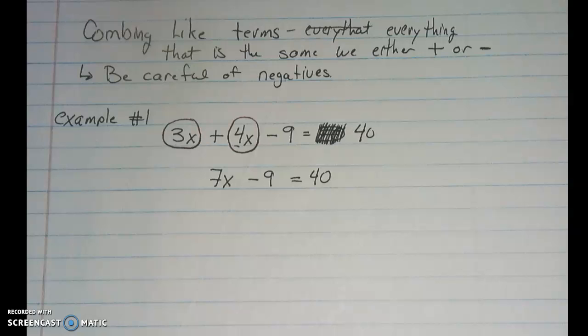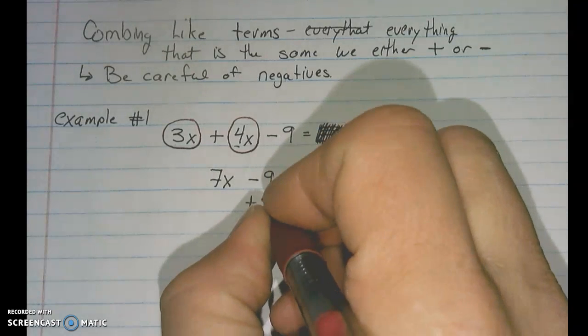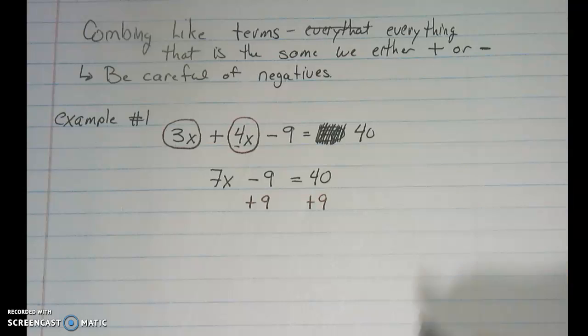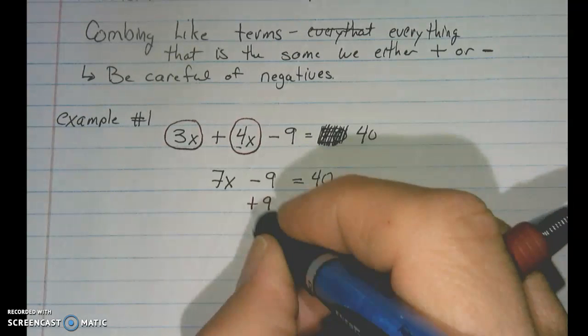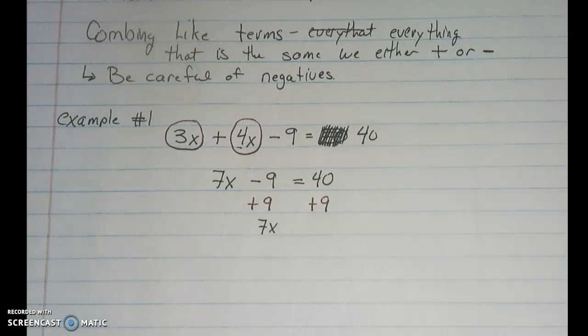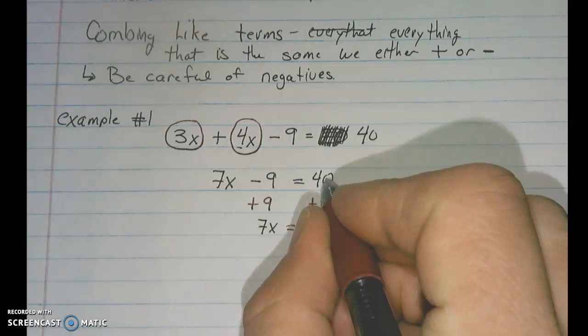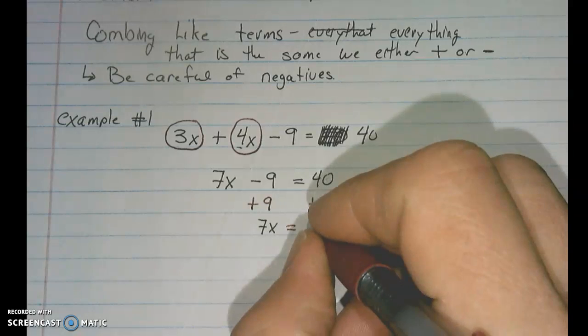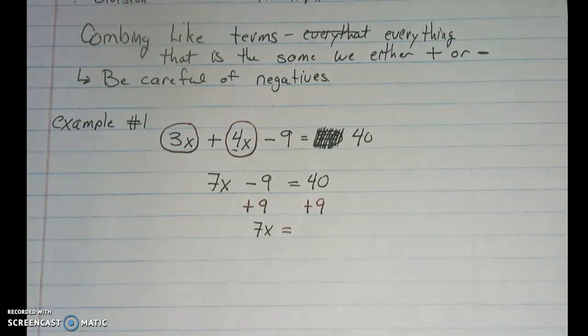Okay, now I need to get x by itself. How do I get that 9 over? What kind of 9 do we have, Julio? Negative 9. So then how do I get that negative 9 over to the other side? Make it a positive. Perfect. So we go plus 9 plus 9. Okay, so the 7x is brought down. 40 plus 9 is 49.